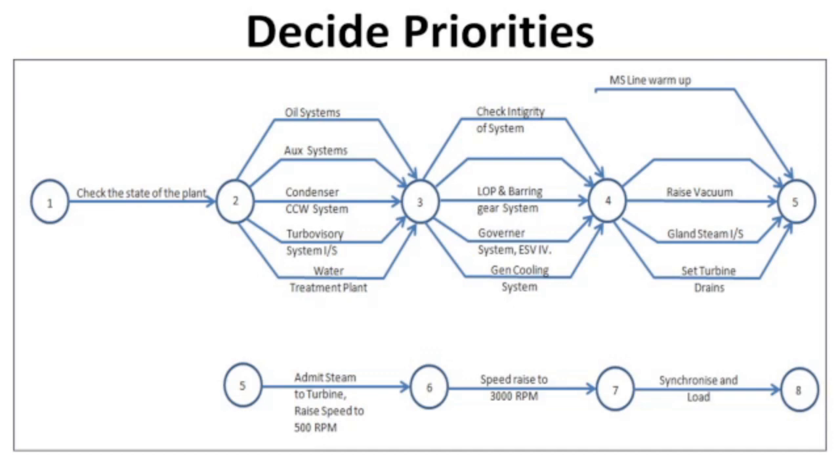Then when you reach the fourth milestone, you can raise the vacuum, you can have gland steam, the turbine drains also you can operate, and main steam line warm up can also be done. After that, admit the steam to the turbine, raise the speed to 3000 and synchronize and load. So these operations, some are serial and some are parallel.